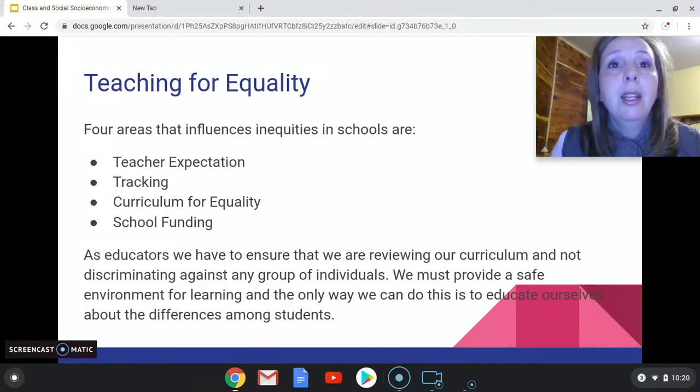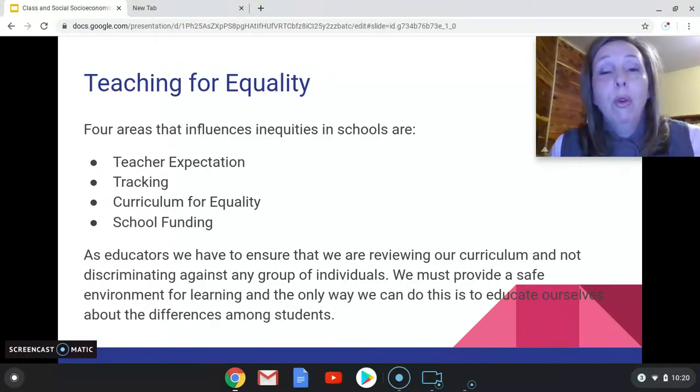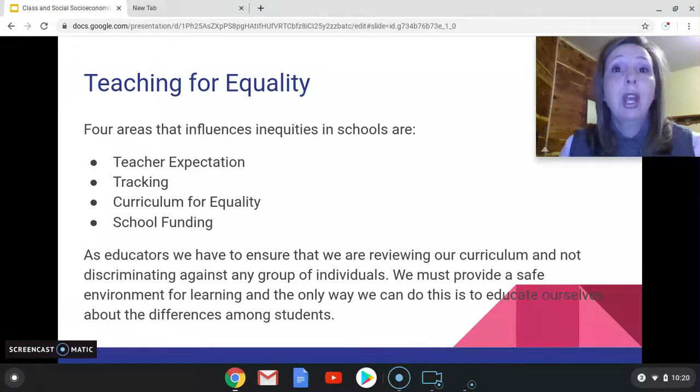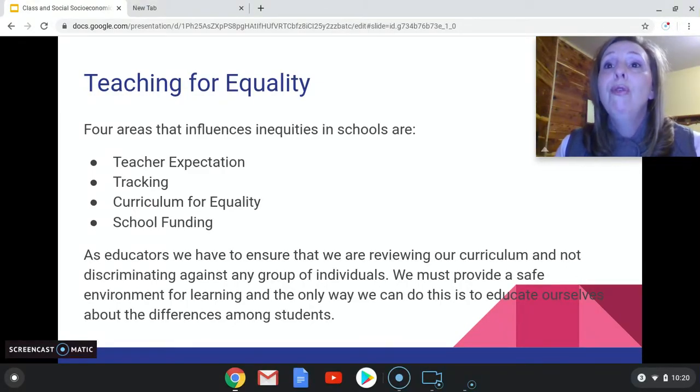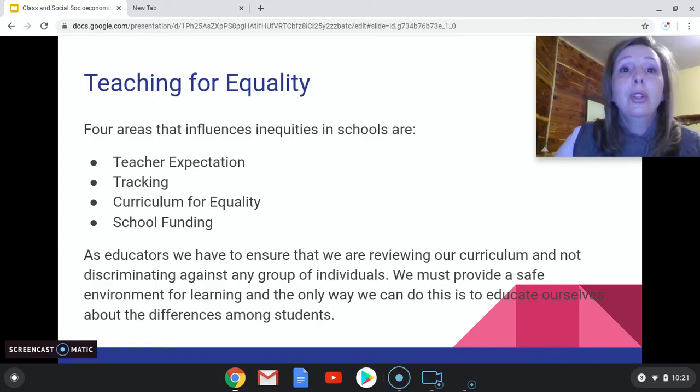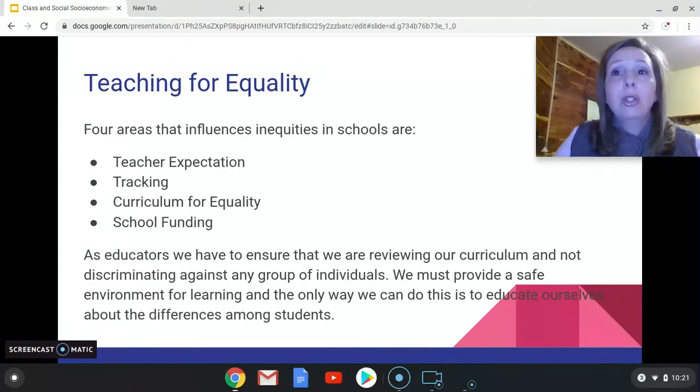As the book stated, many social reformers, educators, and parents view education as one of the most powerful devices for achieving social change and reducing poverty. Four areas that influence inequalities in school are teachers' expectations, tracking, curriculum of equality, and school funding. Teachers' expectations are based on certain personal characteristics.